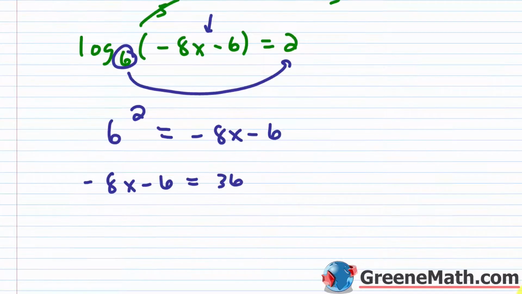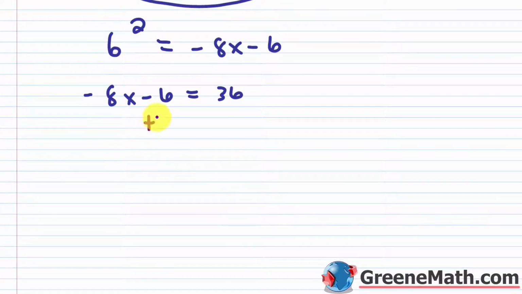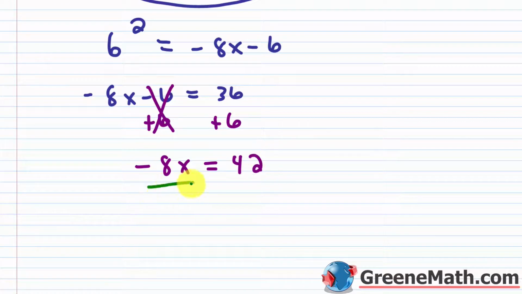Let me scroll down and get a little bit of room going. And let's add 6 to both sides of the equation. That's going to cancel. We get -8x is equal to 36 plus 6, which is 42. So this is 42 here. And let me divide both sides by -8 to finish this off.